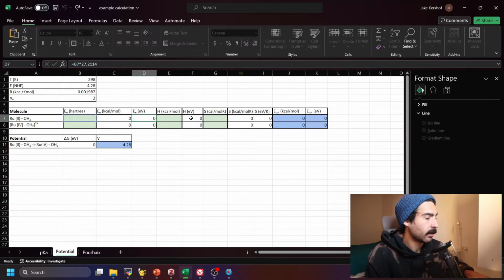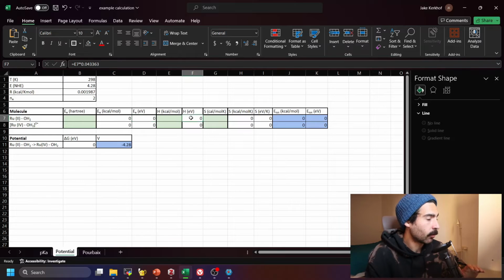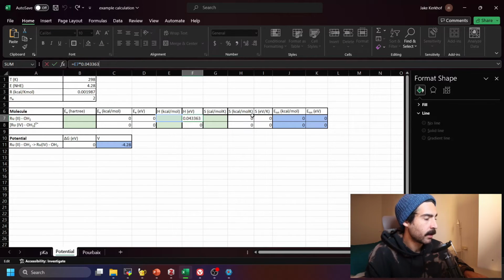And the same thing, or similar, for the entropy and enthalpy. We convert kcals per mole to electron volts by the conversion factor 0.043363. And this time, the entropy is also going from kcals per mole. So it gets converted first from calories per mole Kelvin to kcals per mole Kelvin, and then that gets converted to electron volts.